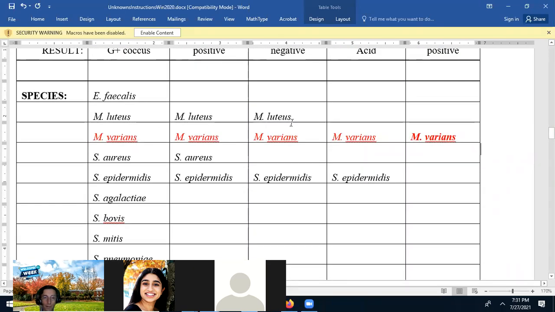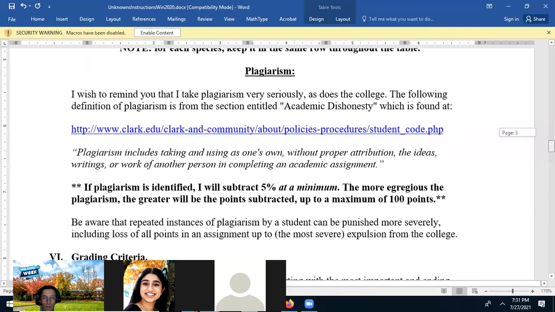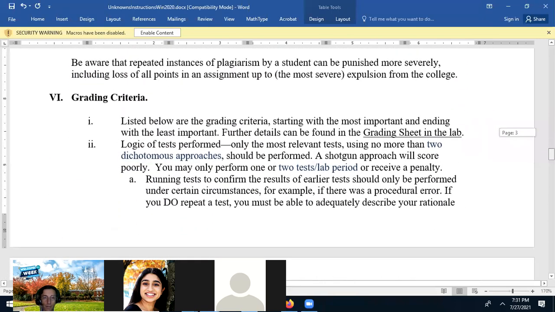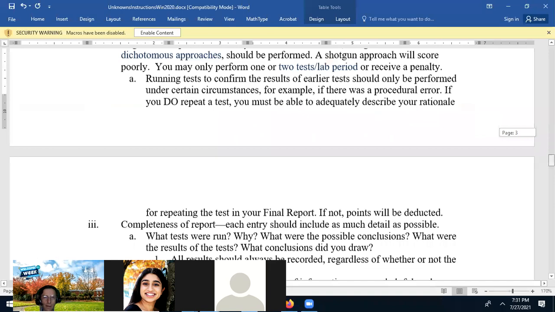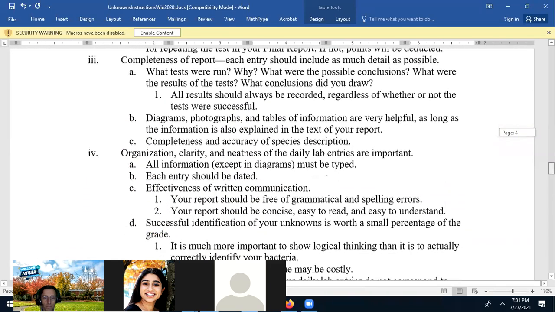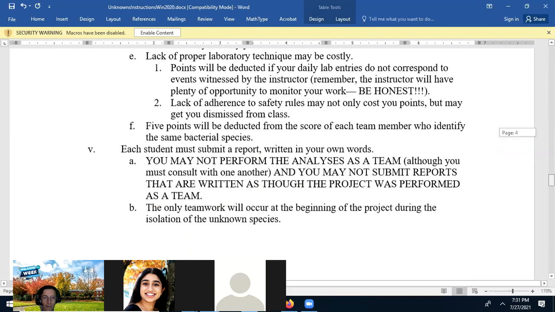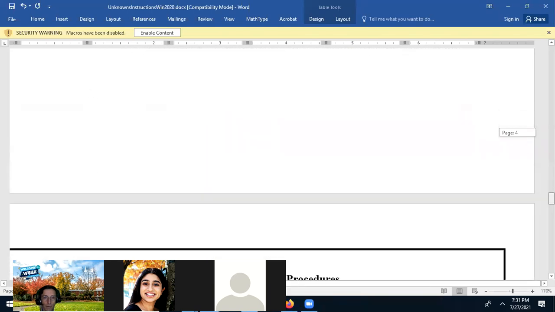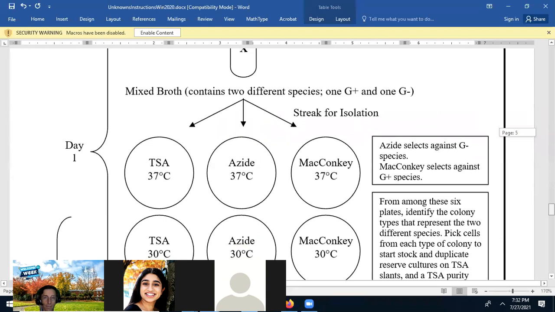So you must include a table or a flow chart which gives the process of how you identified your unknown. No plagiarism is allowed. And we've already talked about the grading criteria. And this talks about it a little bit more in greater detail. I'll let you read about this.